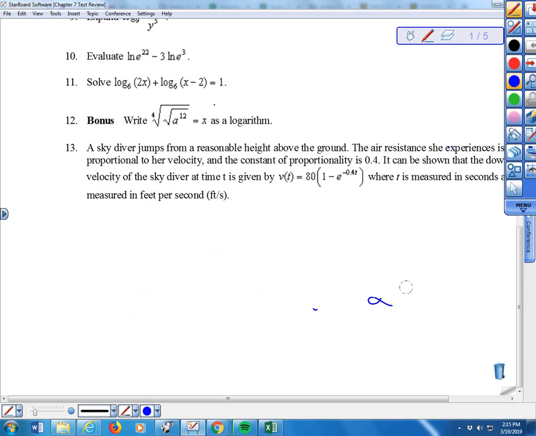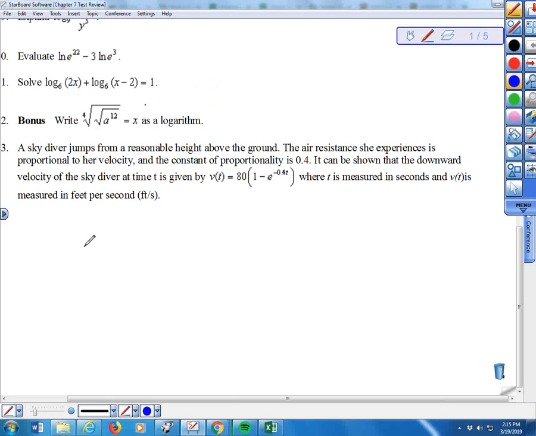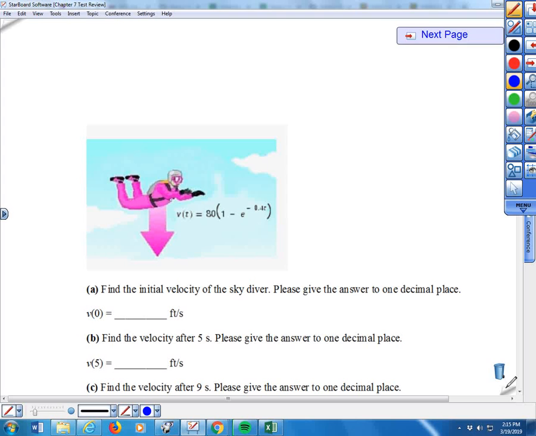Okay, this one they just give us an exponential equation. A skydiver jumps from a reasonable height above the ground. The air resistance she experiences is proportional to her velocity. The constant of proportionality is 0.4. It can be shown that the downward velocity of the skydiver at time t is given by this equation, where t is measured in seconds, v of t is measured in feet per second. So that's velocity.